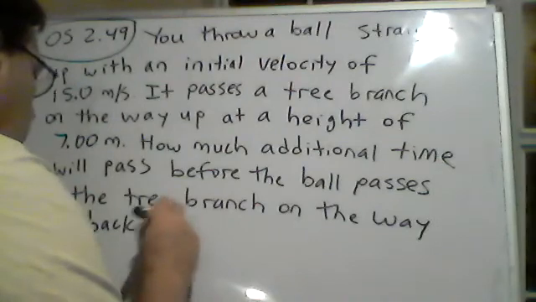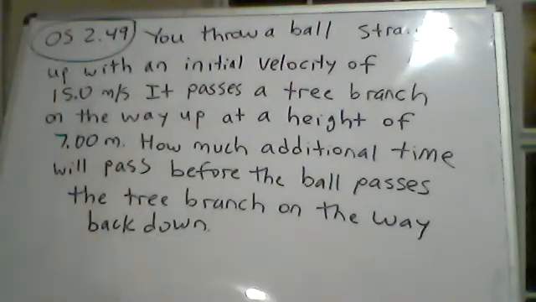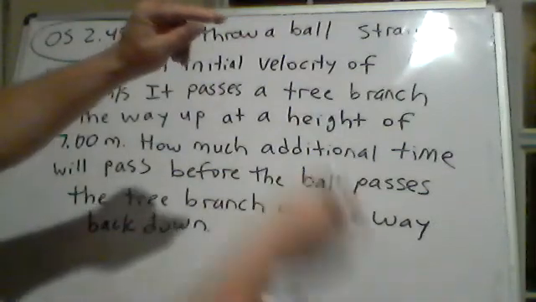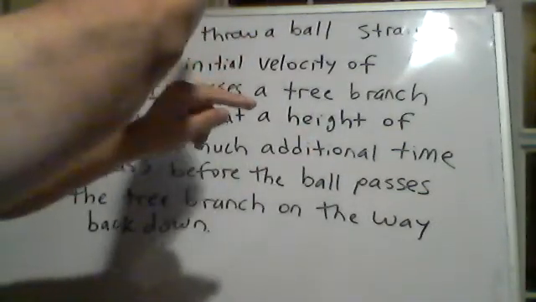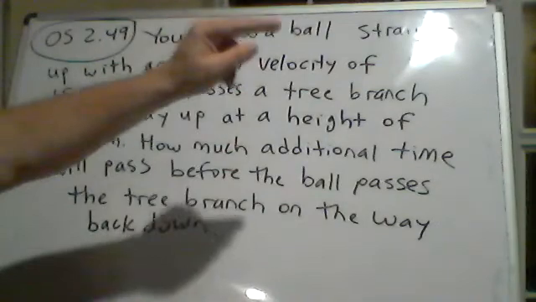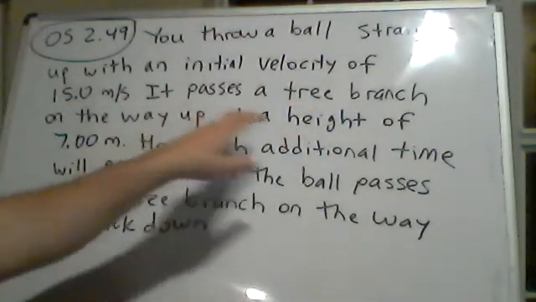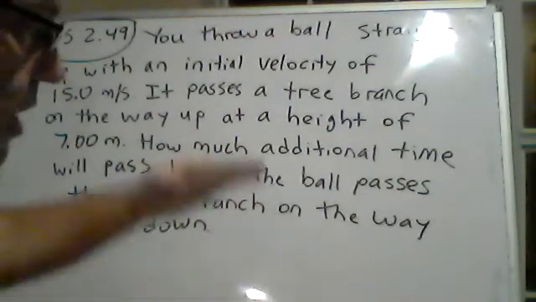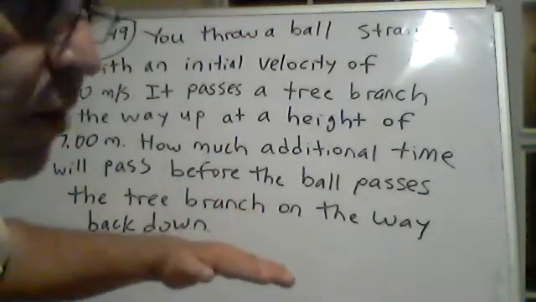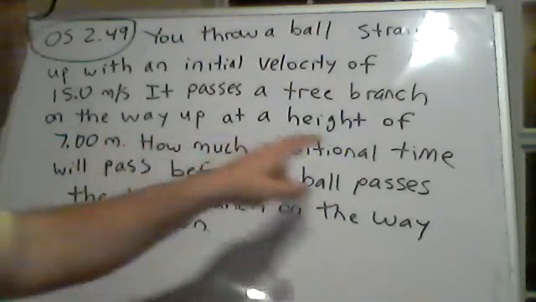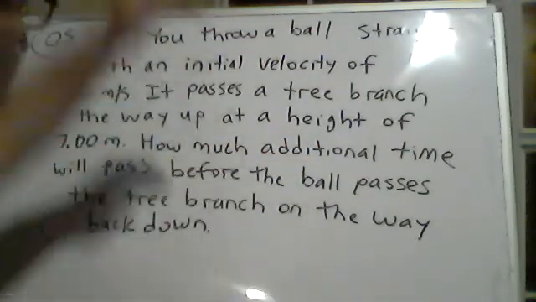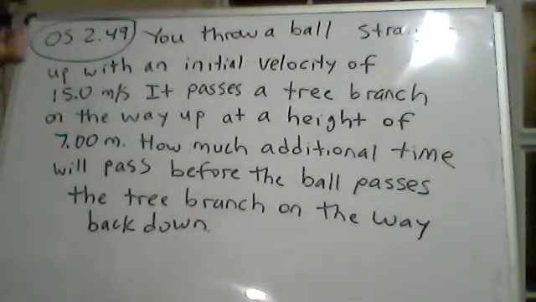All right, so again, you throw a ball straight up with an initial velocity of 50.0 meters per second. It comes up, passes a tree branch, and comes back down, passing the tree branch again, right? It says it passes the tree branch on the way up at a height of 7 meters. So the tree branch is 7 meters above the ground. You're going to call the ground y equals 0. How much additional time will pass before the ball comes back and passes the tree branch on the way back down?